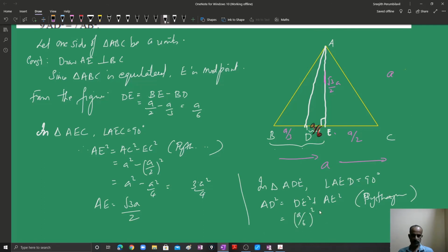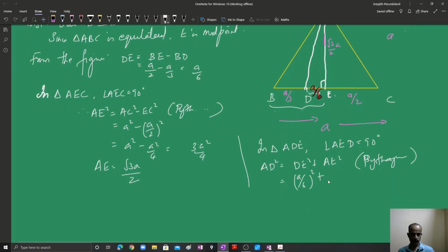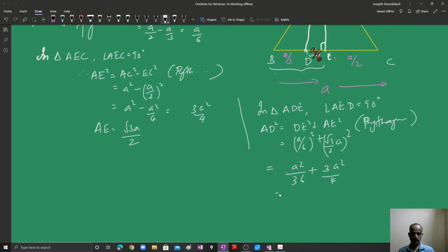A by 6 whole square. Big expression coming, 36 and all. Next one, AE is root 3 by 2 A, so root 3 by 2 A whole square. This is equal to A square by 36 plus 3 A square by 4. This is equal to 36 A square, 4 9s are 36, 27 A square. So it is equal to 28 by 36 A square.